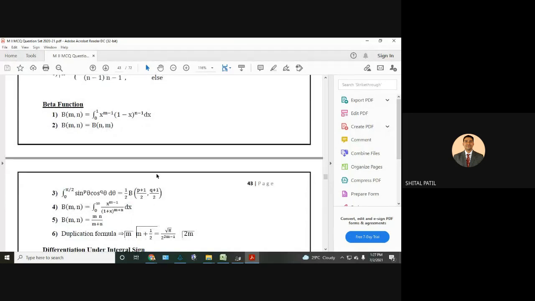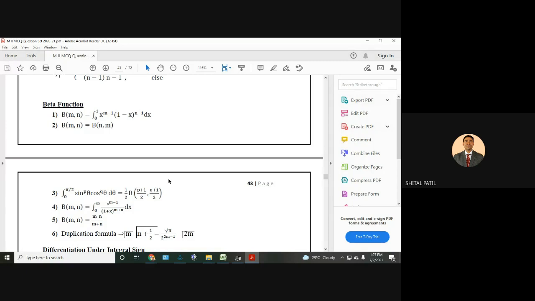Beta mn equal to integration from 0 to 1 x raised to m minus 1, 1 minus x raised to n minus 1 dx. Beta mn is a commutative function. Beta mn is always equal to beta nm. Then integration from 0 to pi by 2 sin raised to p theta cos raised to q theta d theta equal to half beta of p plus 1 by 2 comma q plus 1 by 2.